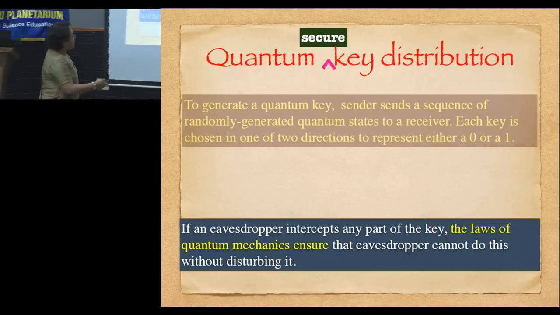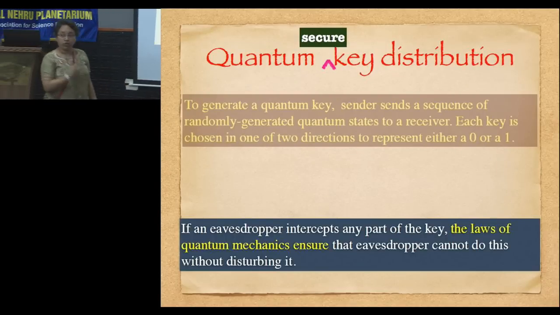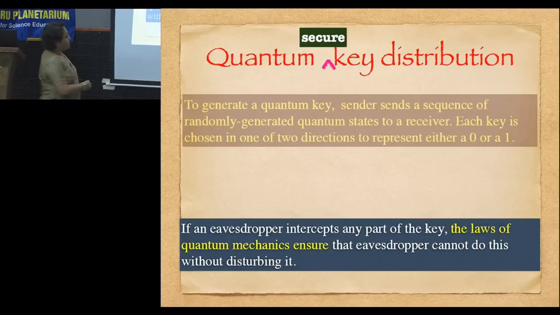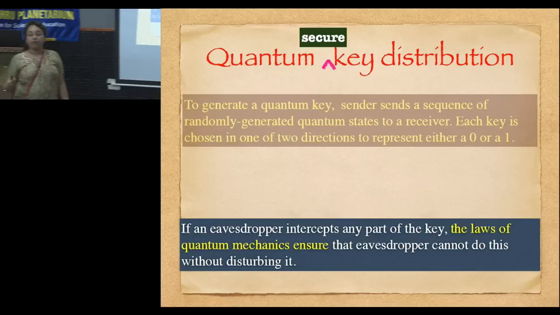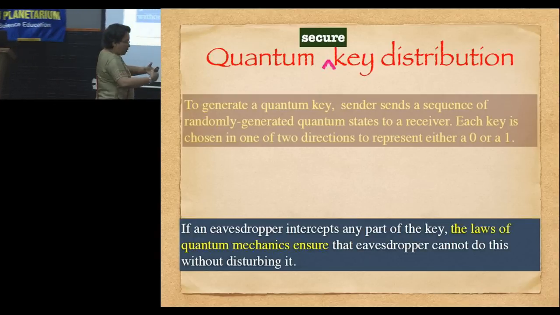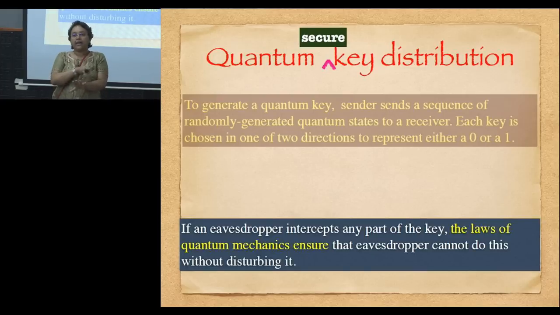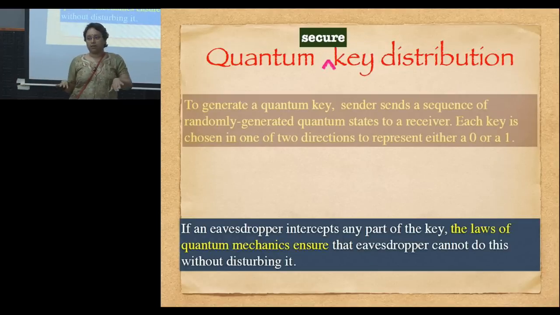Interestingly, the laws of quantum mechanics also ensure that if there is an eavesdropper, a third party, then this eavesdropper cannot get any information without disturbing the system. That means if the eavesdropper wants to gather the information Alice is sending, Alice and Bob will understand. And if they can understand, of course they will not continue the game. They just stop and start another protocol.